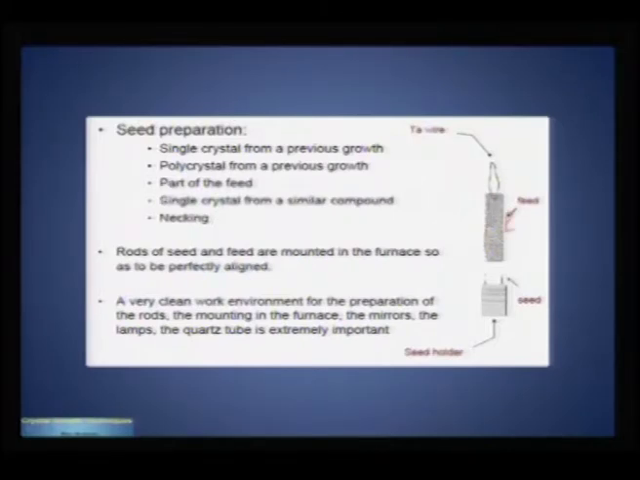So this is the dimension of what I have shown in the previous slide. So we can use this as a feed in order to grow the seed. So this feed is mounted, and we can start melting it in this interface or in the necking region.